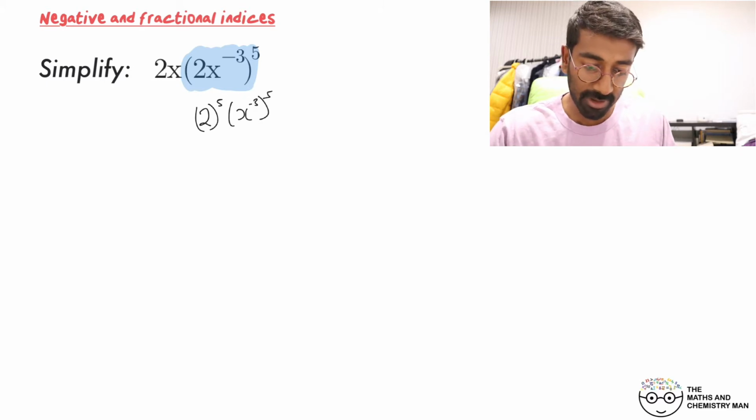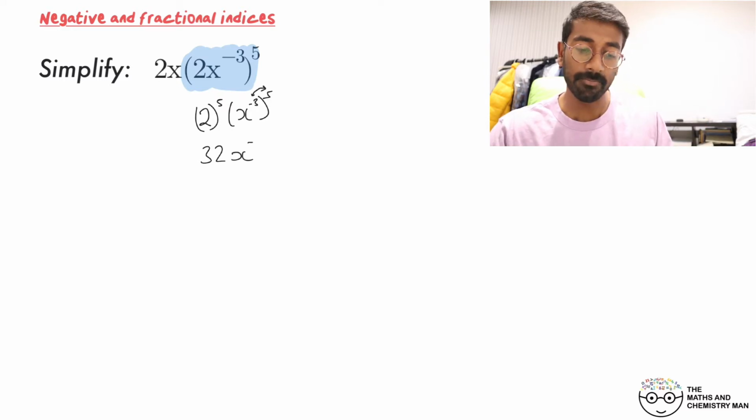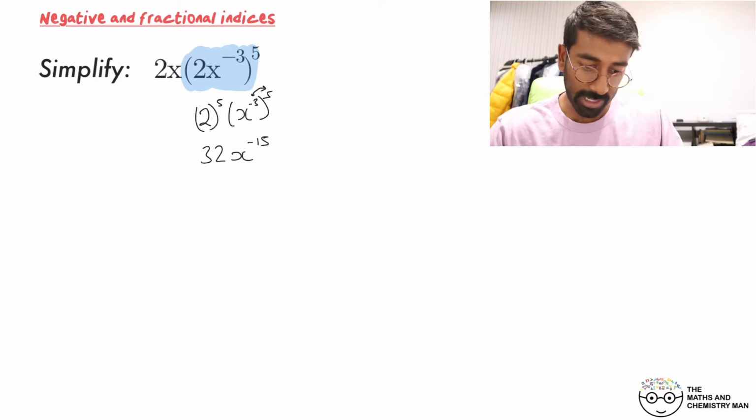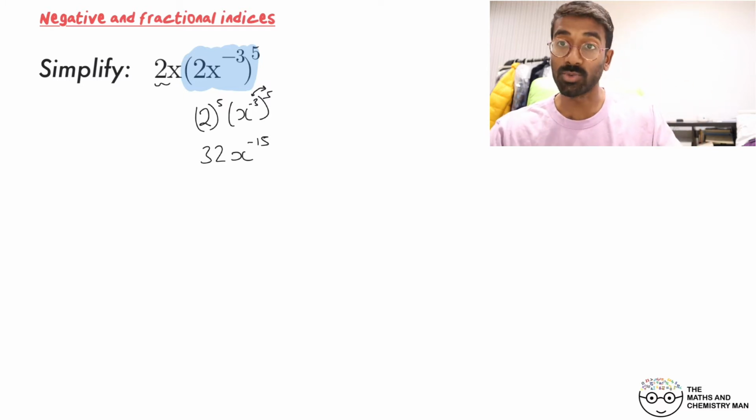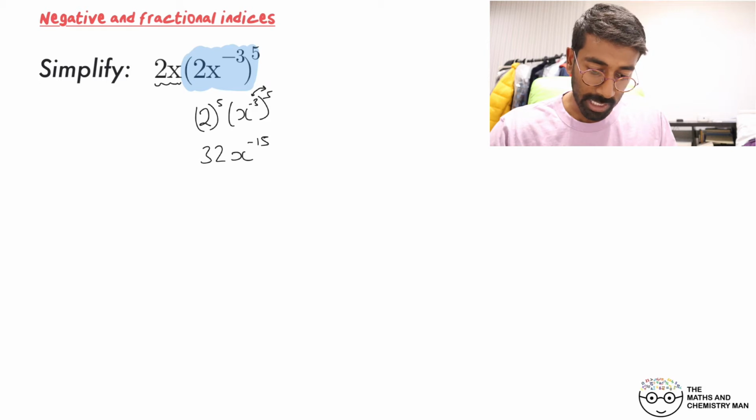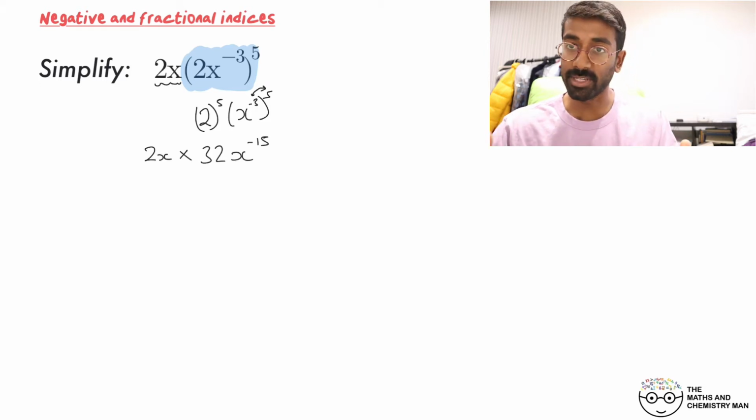Now 2 to the power of 5 is 32. And then what do we do here? We're going to multiply our indices together. So we'll have x to the power of minus 15. So that's everything in blue sorted out. Now remember, we had this 2x, which was in front of the bracket. So what we'll do now is put that 2x back in. And what we're doing is multiplying those two things together.